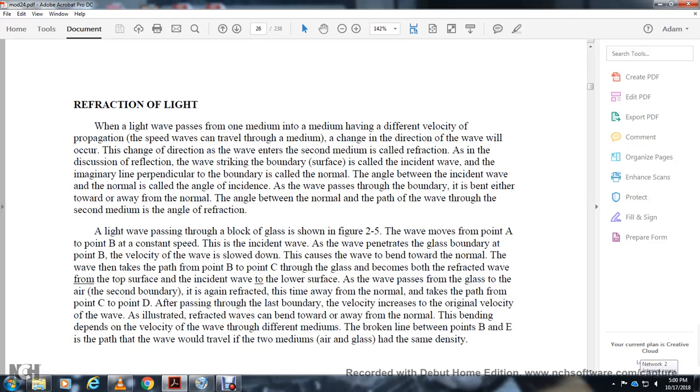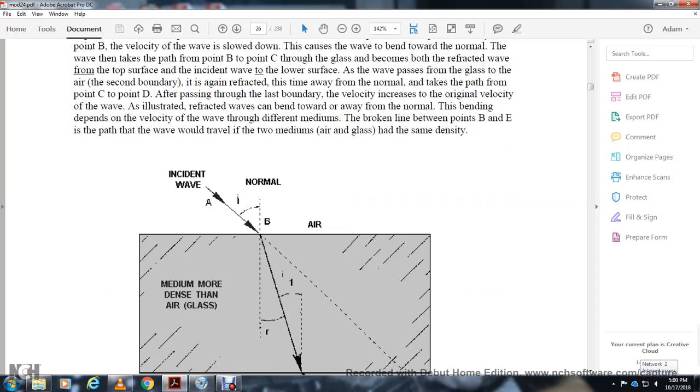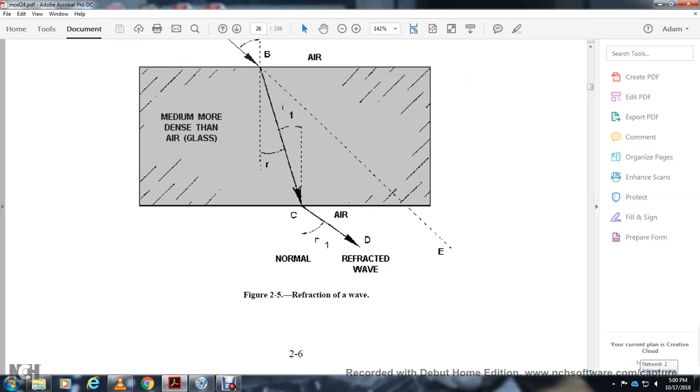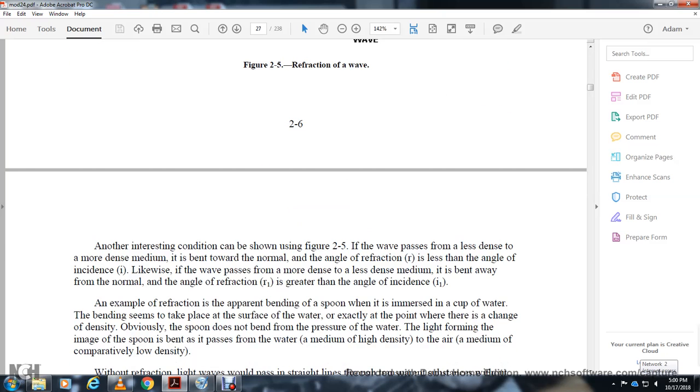The broken line between B and E is the path the wave would travel if the two mediums, air and glass, had the same density. So for the incident wave, the normal is in air, and the glass is a medium more dense than air, so the wave is refracted. An interesting condition is shown in figure 2.5: the wave passing from the less dense to the more dense medium is bent toward the normal.